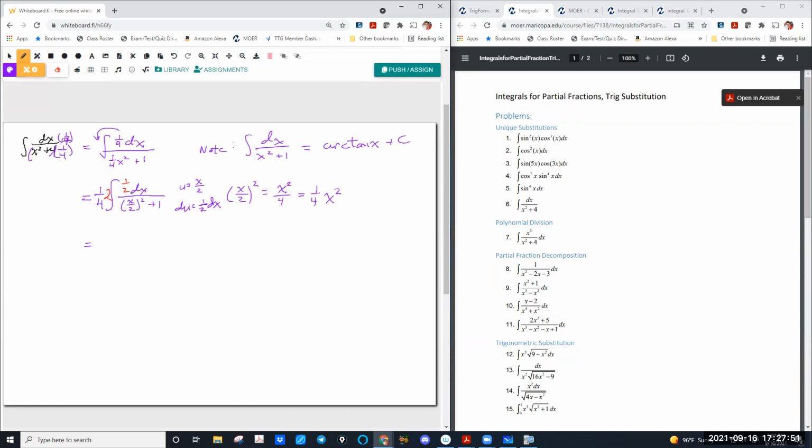So now I can make my substitution. We can multiply these together. 2 over 4 is 1/2. 1/2 dx is du. And this is u squared plus 1. This is arctan. So I get 1/2 arctan of u plus c. And then I sub that. I let u equal x over 2. So 1/2 arctan of x over 2 plus c. And we have our antiderivative.